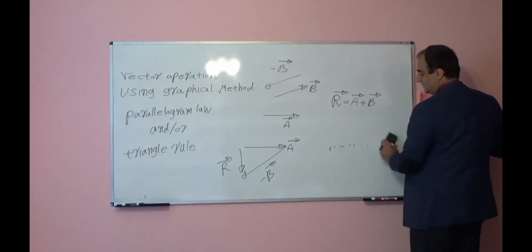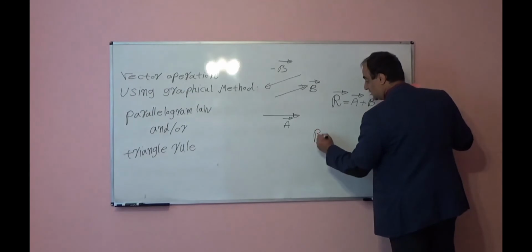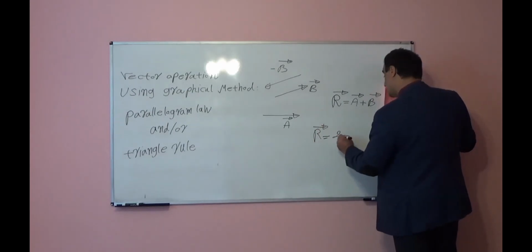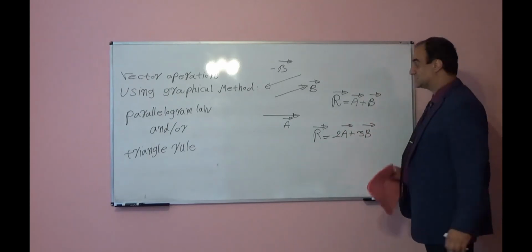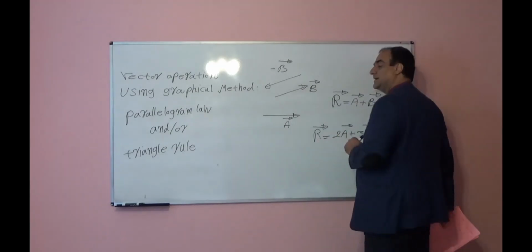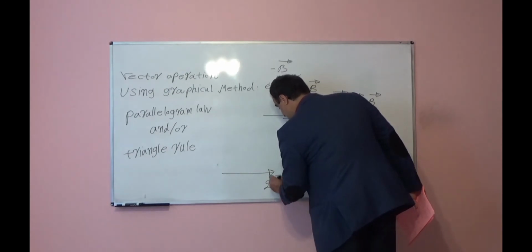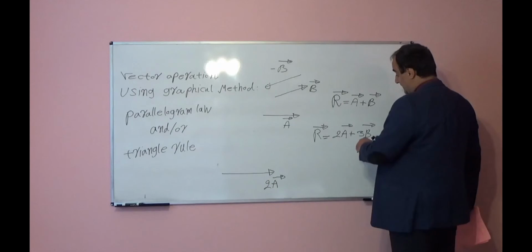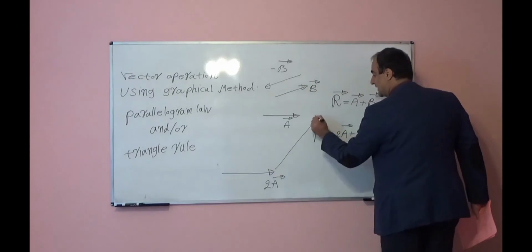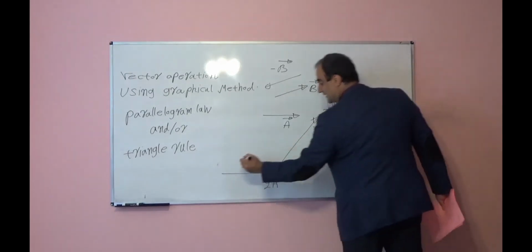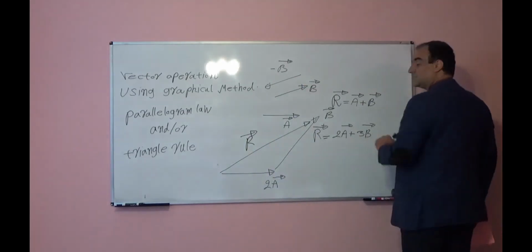Or for example, let's find this vector, 2A plus 3B. In that case, you will multiply vector A by the scalar 2. It means the length of the vector will be 2 times vector A, but the direction will be the same. You will multiply vector B by 3, so the length will be 3 times vector B. And again, you will follow the triangle rule. This will be 2A plus 3B.